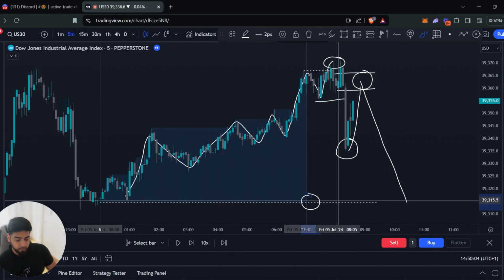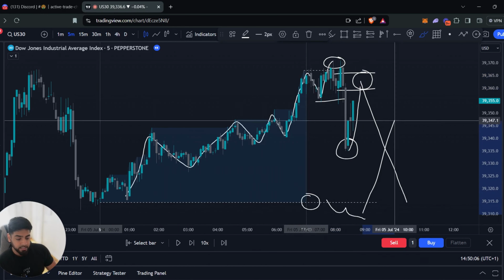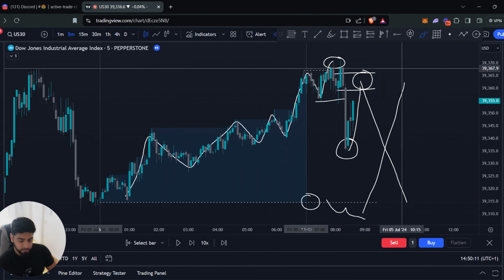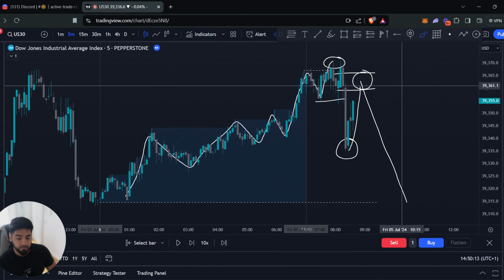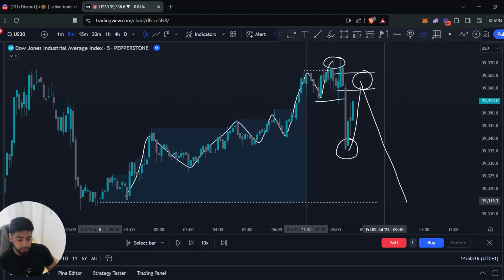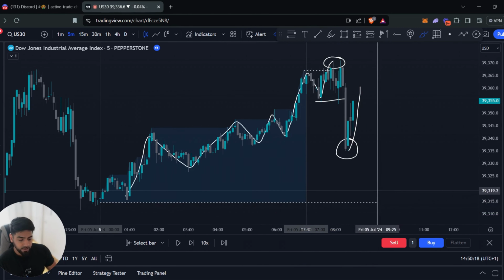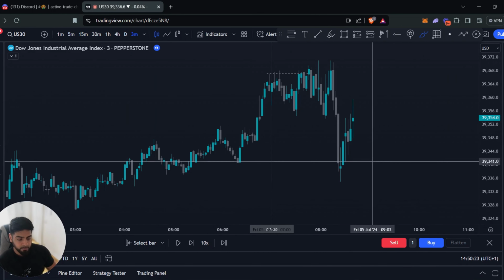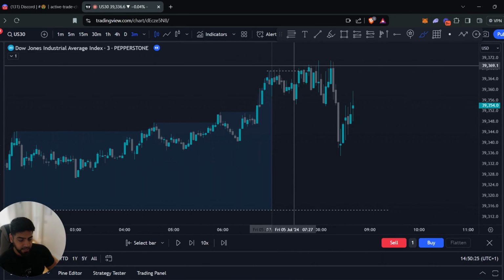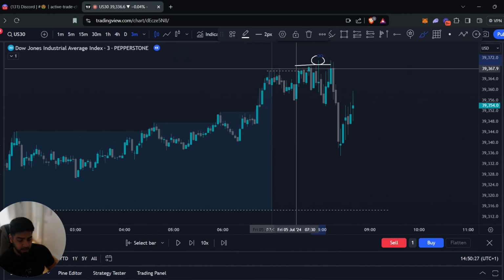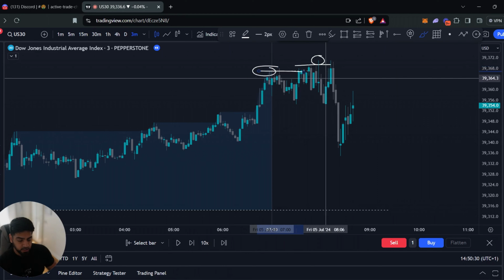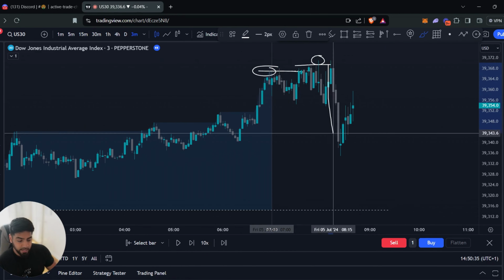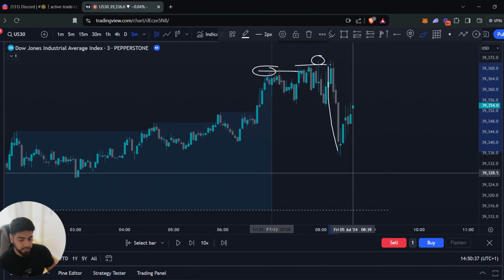On the flip side, if we ended up sweeping the Asia low first, we would then target the opposite side, which would be the Asia high. However, for the trade that was sent into the VIP group today, it was the Asia low that we were targeting. Now, if we remove all of these drawings and quickly drop down to the 3 minute, you can see we had a sweep of this liquidity and also a sweep of the Asia liquidity.